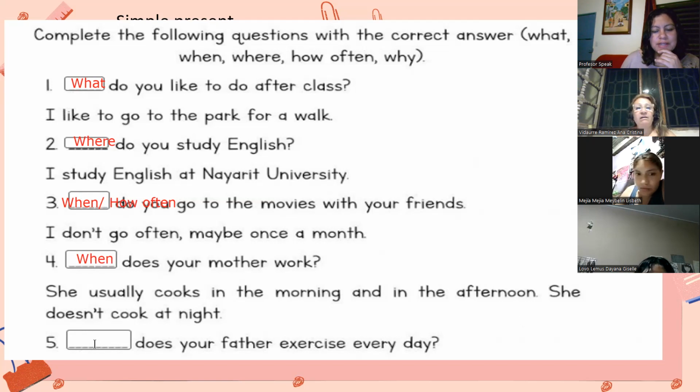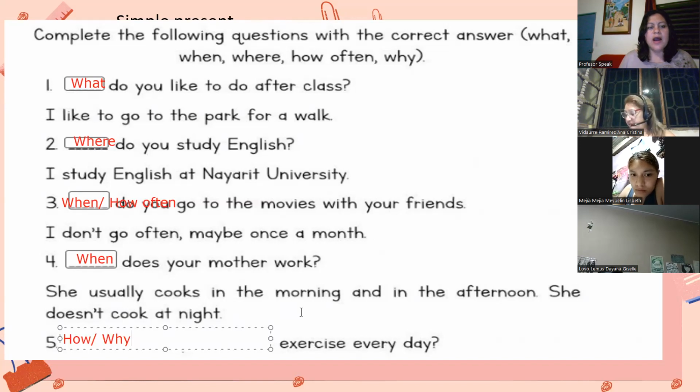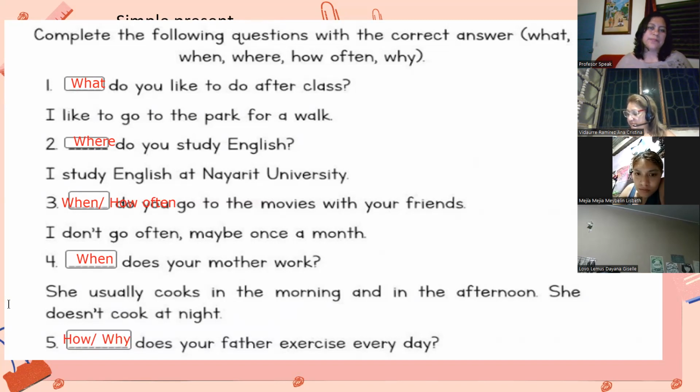How does your father exercise? Yeah, how. Another option? Why? Why does your father exercise every day? ¿Por qué? Okay, why. How? Okay. Very good job.